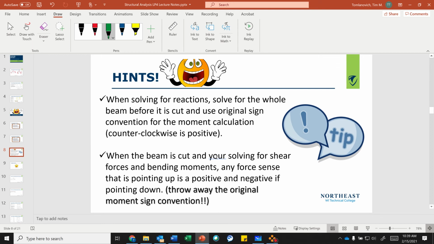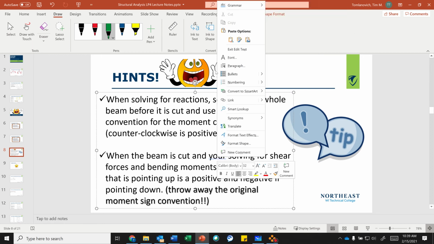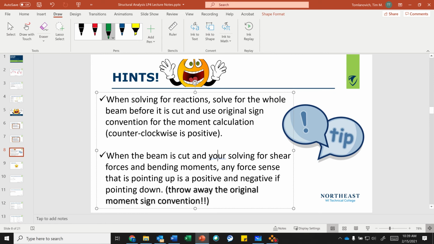When the beam is cut and you are solving for shear forces and bending moment, any force sense that is pointing up is positive, and if it's pointing down it's negative. Remember, force sense is the arrowhead. Throw away the original moment sign convention, and we'll talk about it.